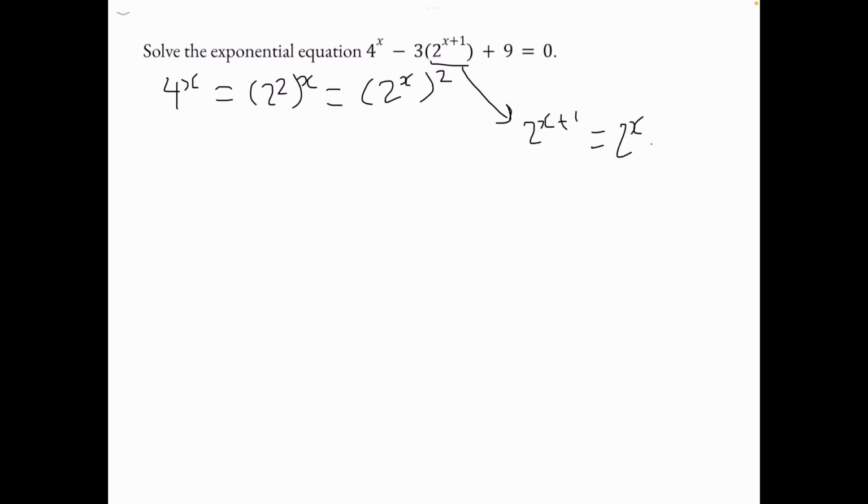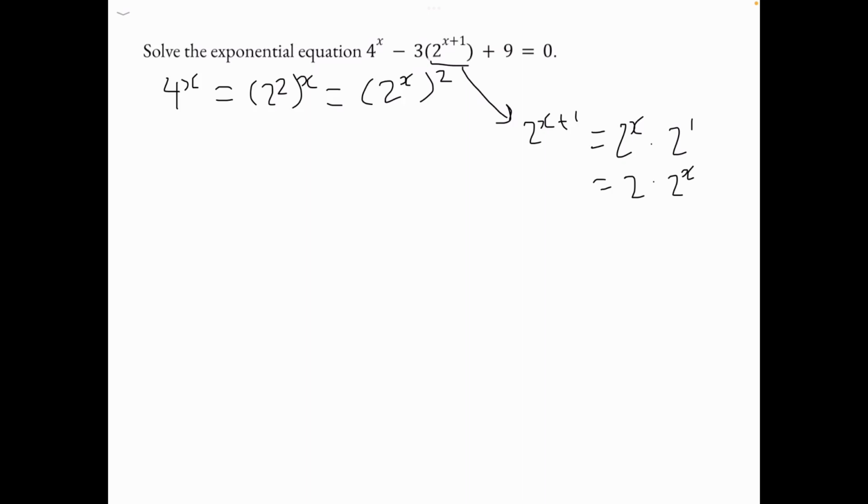So 4^x can actually equal 2 to the power of 2x, which is equal to (2^x)^2. Now, by the law of indices, we can see that here 2^(x+1) is equal to 2^x times 2 to the power of 1, which is equal to 2 times 2^x.